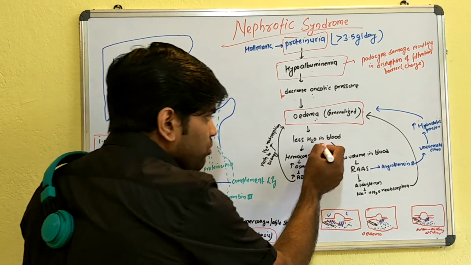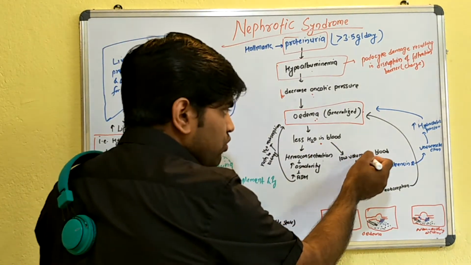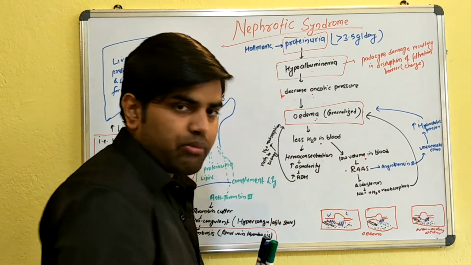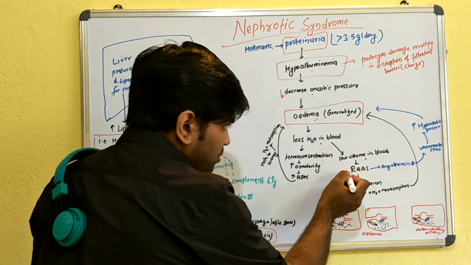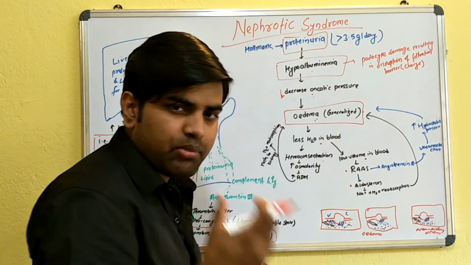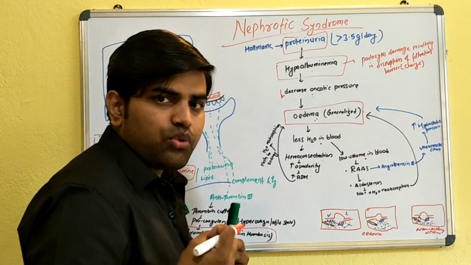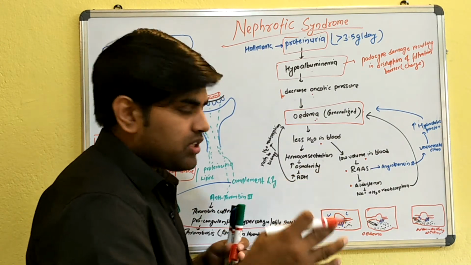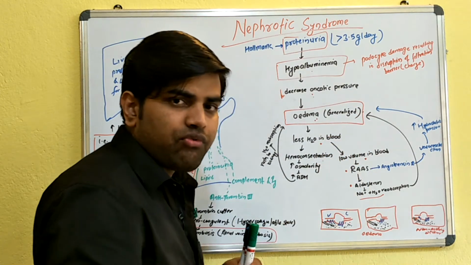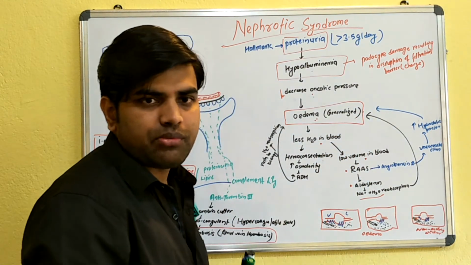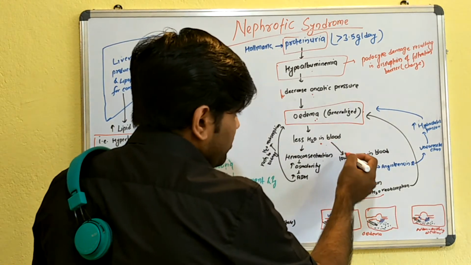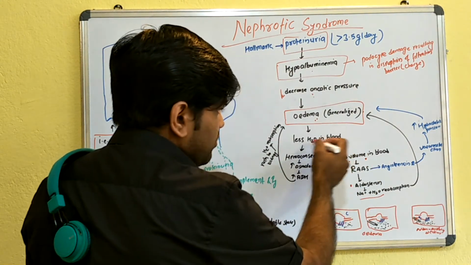Even if there is a low volume in the blood, the low volume in the blood will increase the activation of the renin-angiotensin-aldosterone mechanism. If the renin-angiotensin-aldosterone mechanism is activated, then aldosterone will be released. Aldosterone, you know, has the capacity to absorb sodium and water, and it releases potassium. Since sodium and water will be absorbed, this will again leak out from the capillaries and will further precipitate the edema.